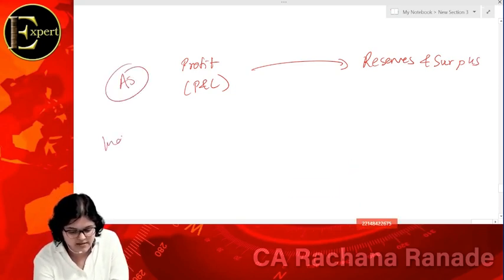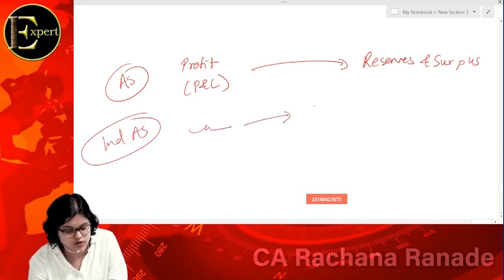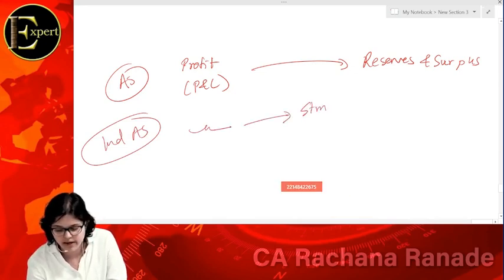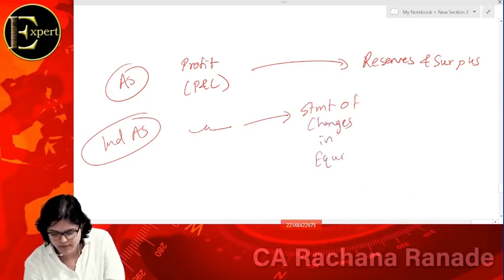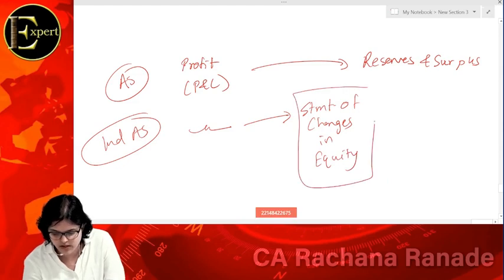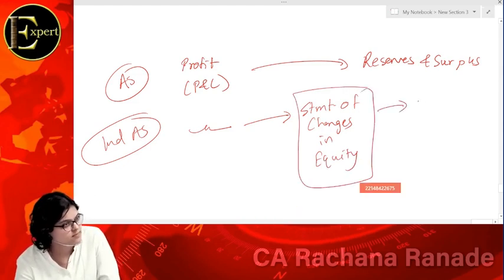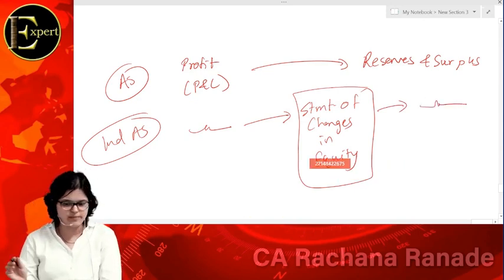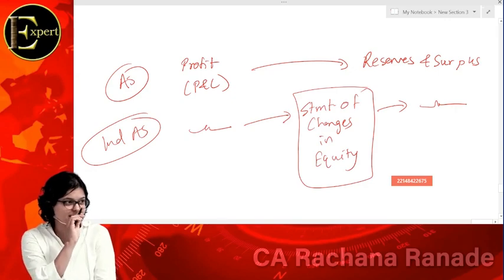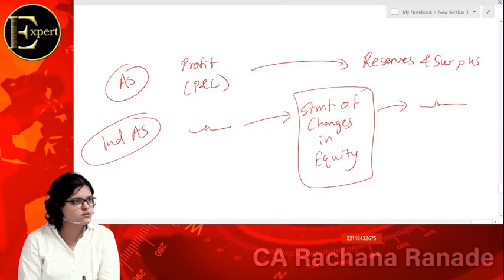But under Ind AS, the profit and loss as per P&L is first transferred to the statement of changes in equity, and then this part goes to reserves and surplus. So this might be the jump. That is why we are not able to trace the exact amount. Correct? So have you understood this?